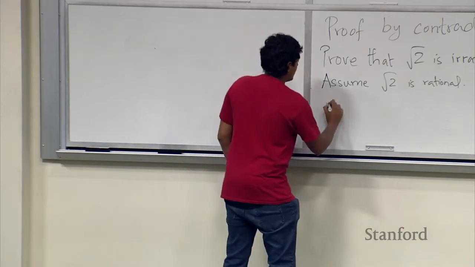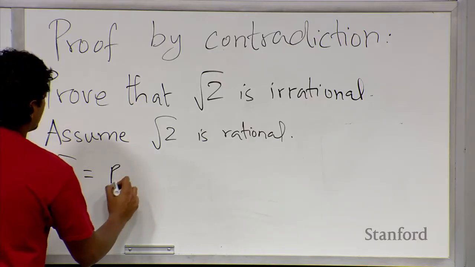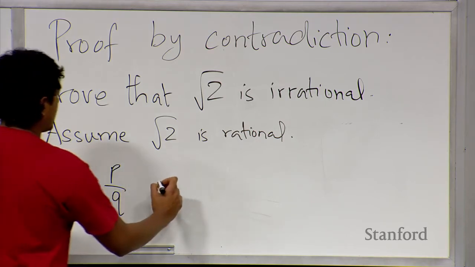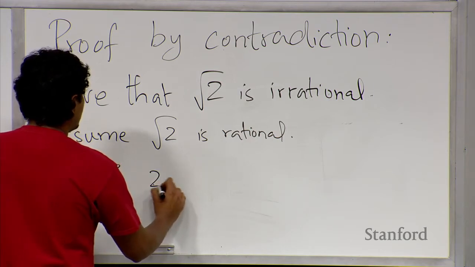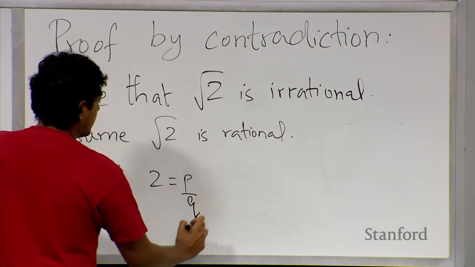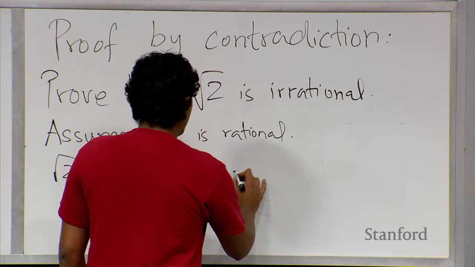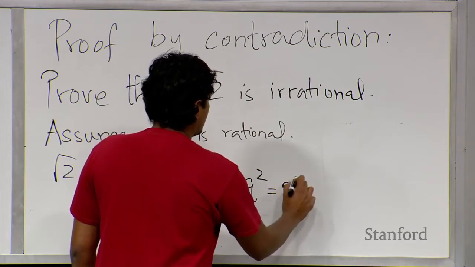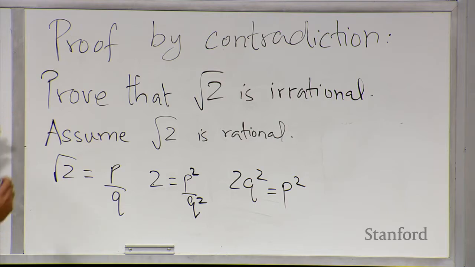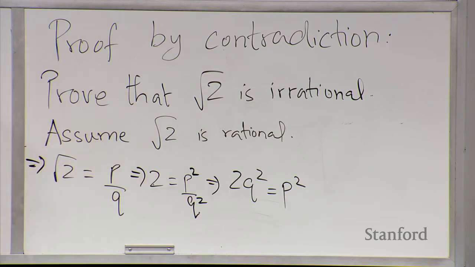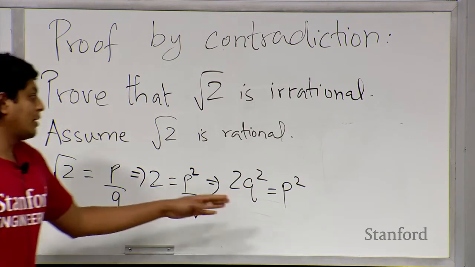Sure. So you can write square root of 2 is equal to p by q, right? This is the definition of what a rational number is. Okay, so if this were true, then this is true. Now if this is true, you can say that 2 is equal to p squared by q squared. You can say 2q squared is equal to p squared. So until here, we just follow from here to here to here to here. So we end up with this. Now we will try to explain why this is impossible.